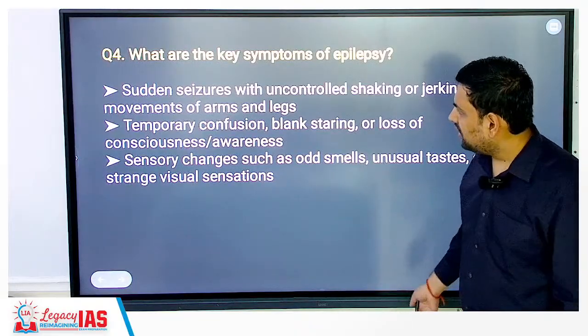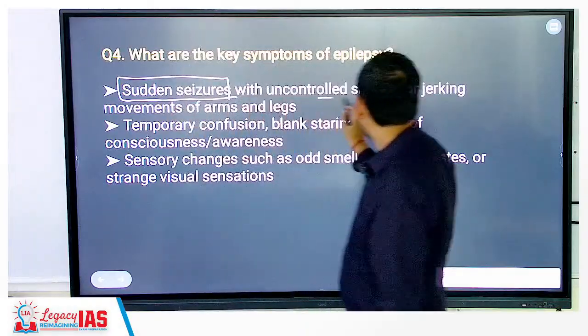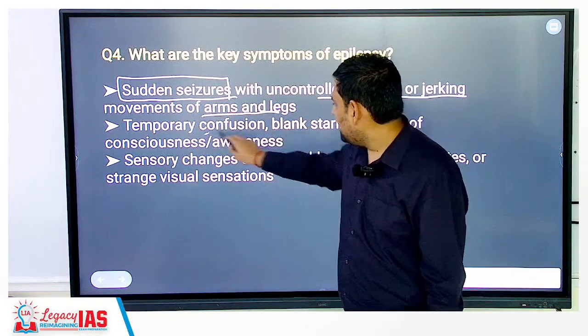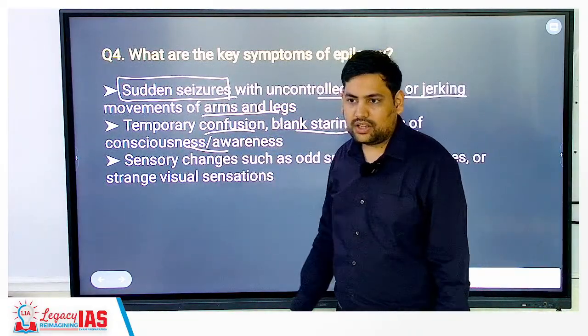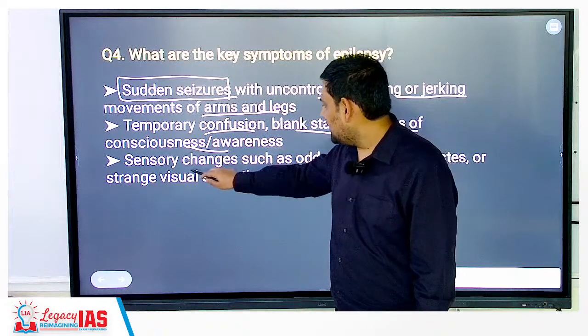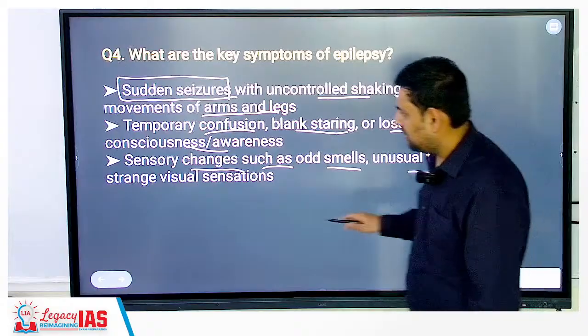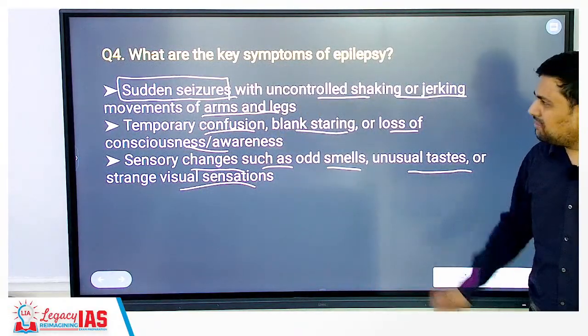Key symptoms are what? Of course, first and major, sudden seizures with uncontrollable shaking or jerking movements of arms and legs, temporary confusion, blank staring or loss of consciousness or awareness. Then sensory changes such as odd smells, unusual taste or strange visual sensations, all these are basic symptoms.